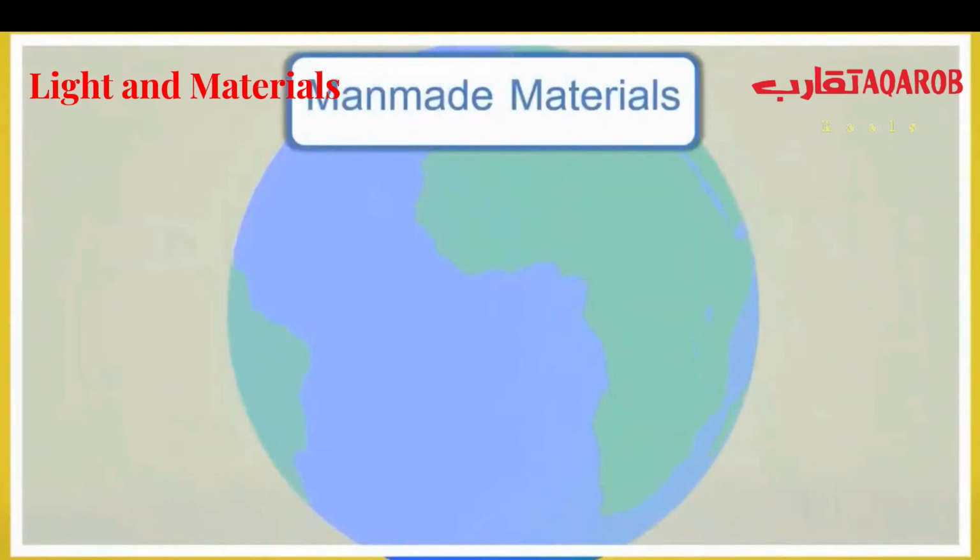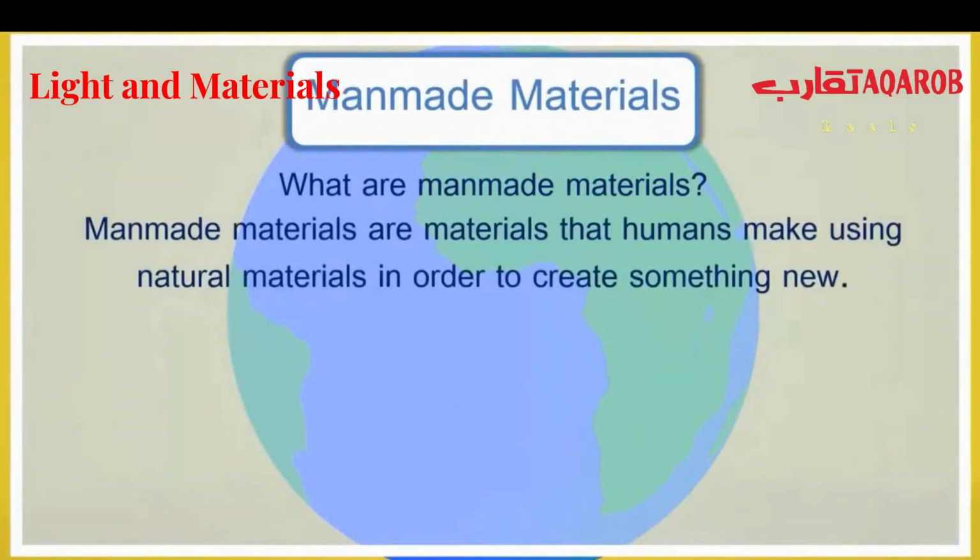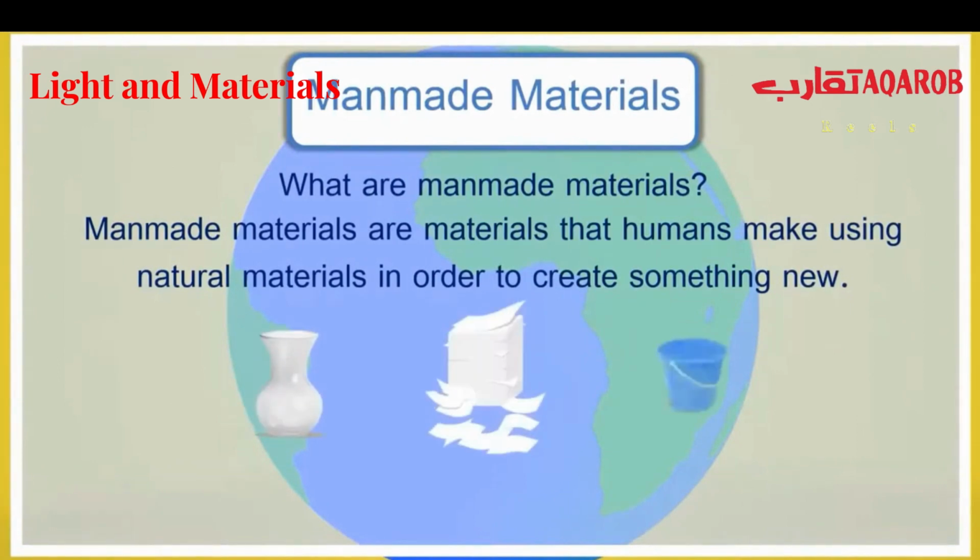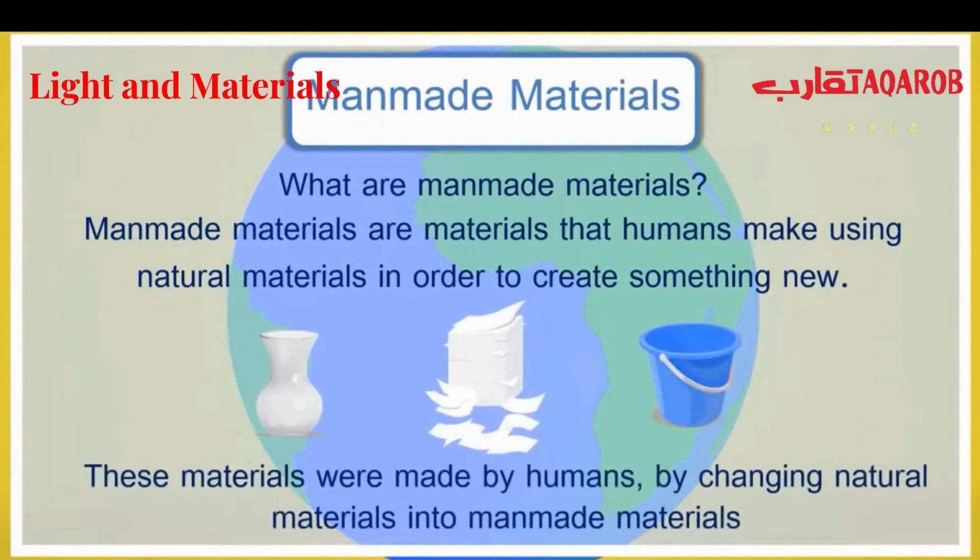Man-made materials. Now, what are man-made materials? Man-made materials are materials humans make using natural materials in order to create something new. Some examples are glass, paper, and plastic. These materials were made by humans by changing natural materials into man-made materials.